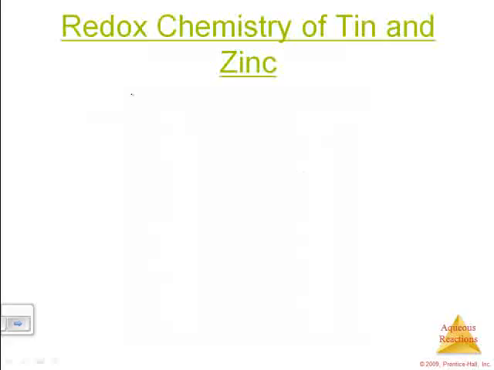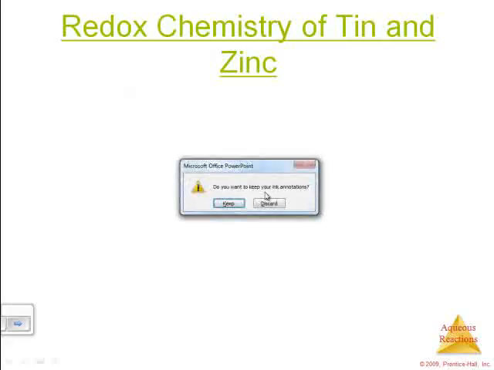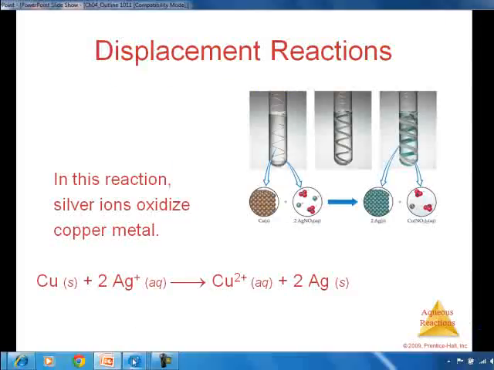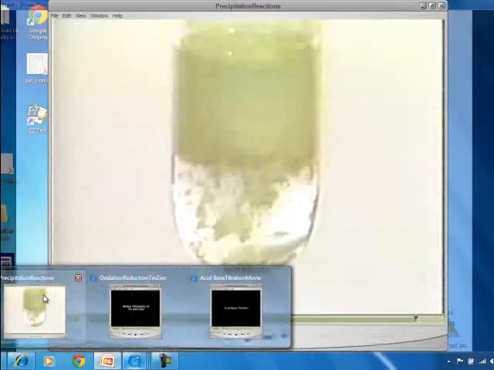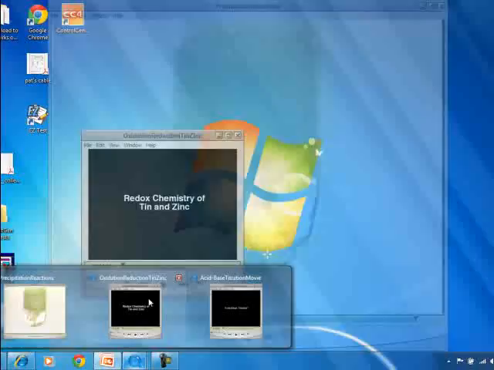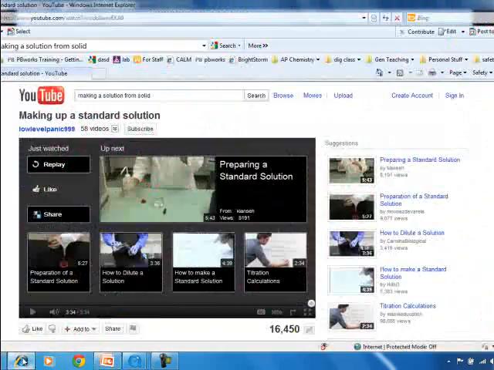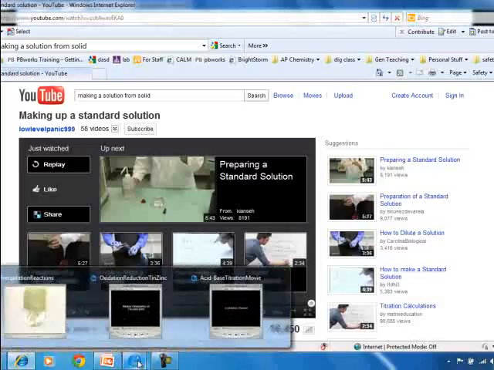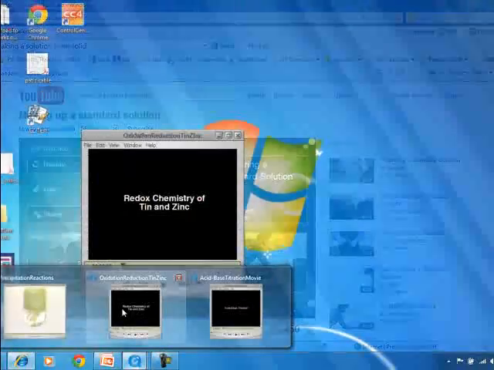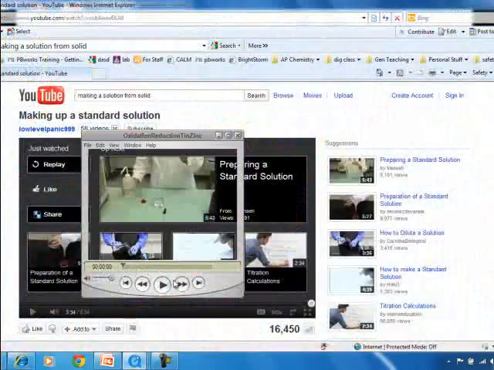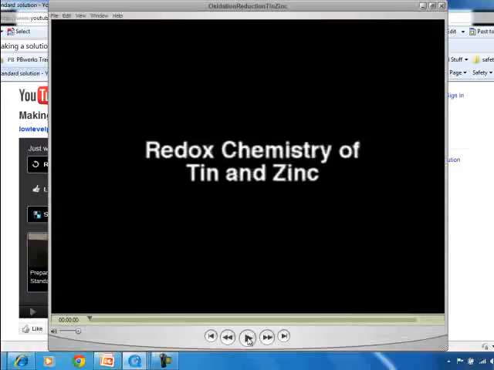We're going to finish looking at the redox chemistry of tin and zinc. Okay, or at least I thought I was. Nope. Oh, sorry, did you guys see that? And I didn't see it through there for a minute. All right, redox chemistry of tin and zinc. Sorry. There we go.